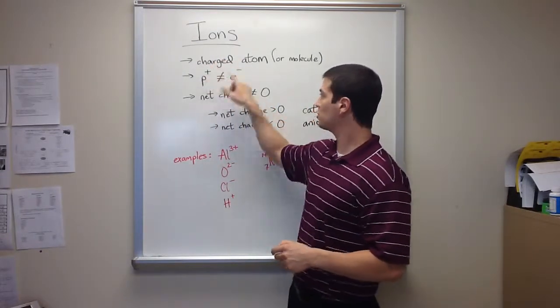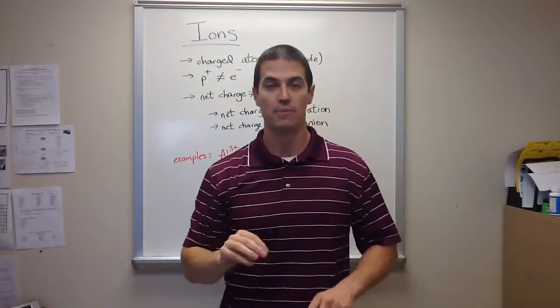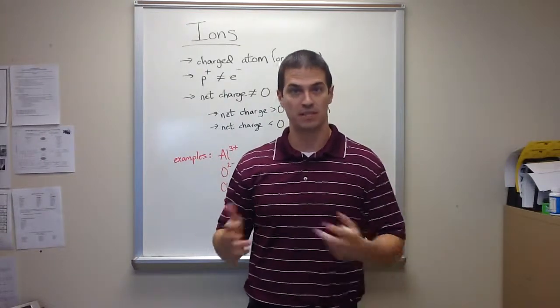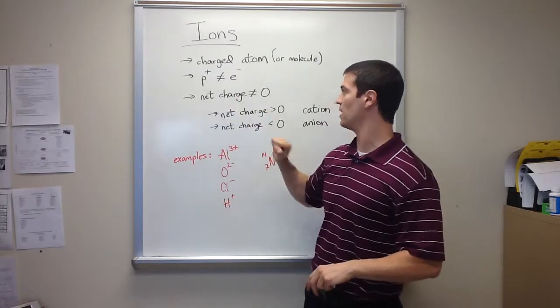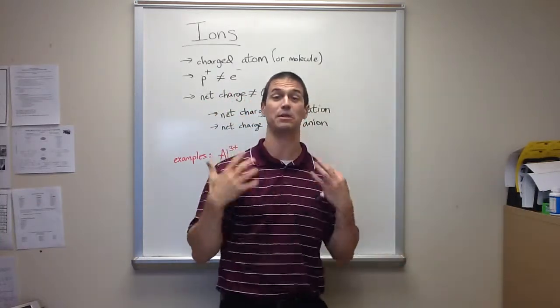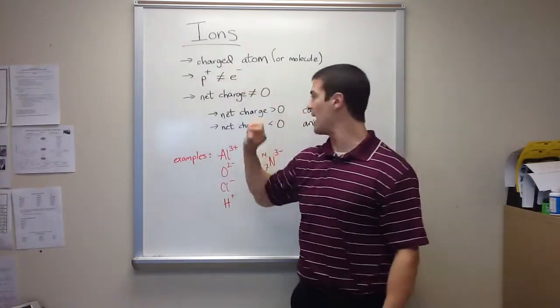So if it's a charged atom, that means the protons and the electrons cannot be equal to each other. Because if you have just as many positives as negatives, the atom would be neutral. But this is not neutral. It is a charged atom. So that means that the protons cannot equal the electrons. This also means that the net charge cannot equal zero. Again, because if it equals zero, it would be neutral. But ions are charged atoms.